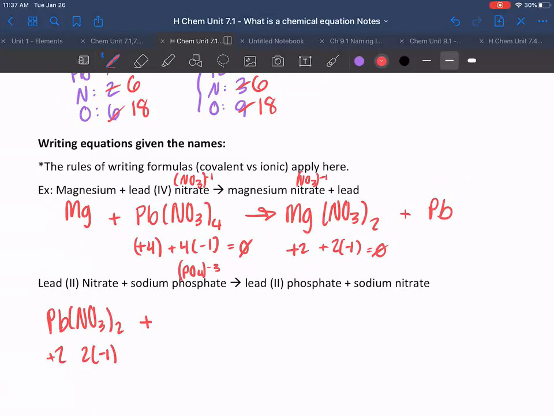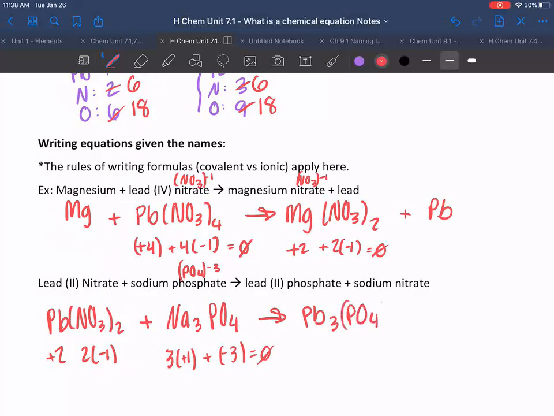First of all, we've got to figure out what's sodium's charge. Yeah, sodium is +1. It's just one away. So if we have +1 on sodium and -3 from phosphate, what should our formula be? Na3PO4. Because we have 3 times a +1 charge from sodium, and we're adding that to the -3 charge from phosphate to get 0. Then for lead 2 phosphate, we should have Pb3(PO4)2.